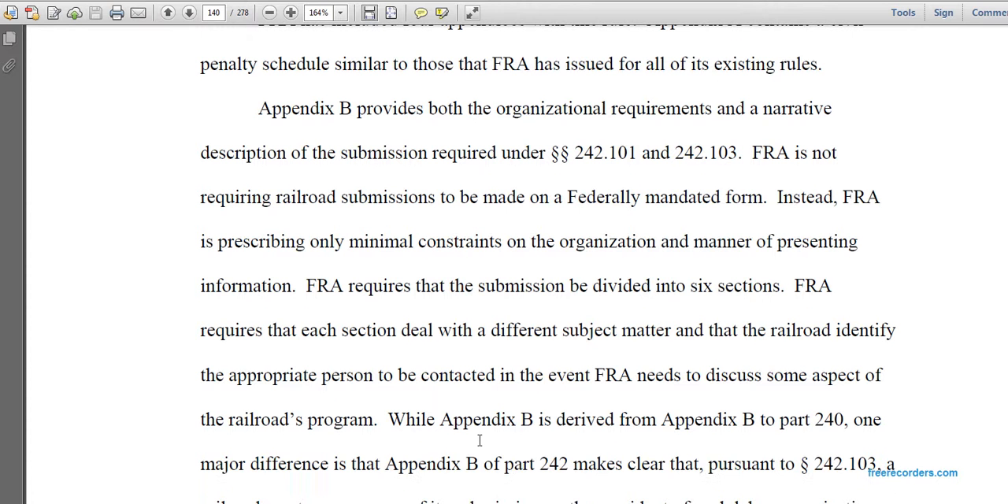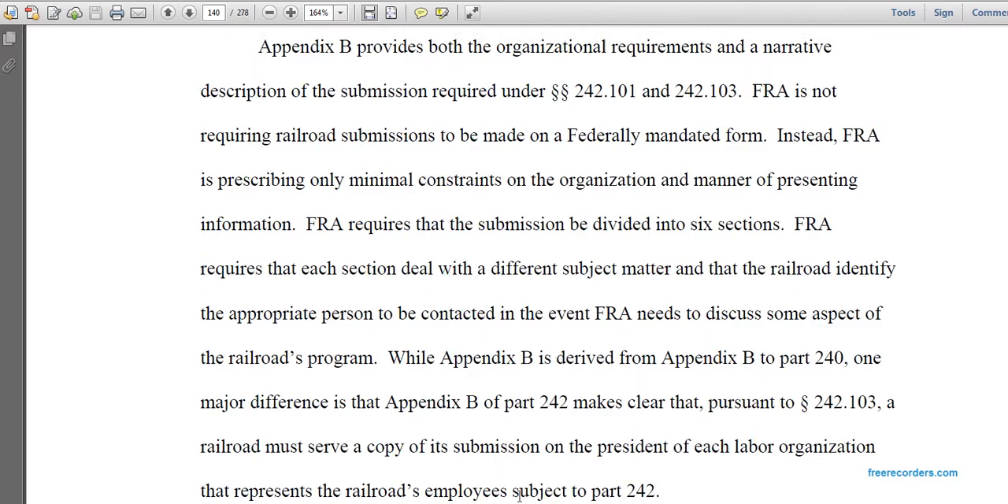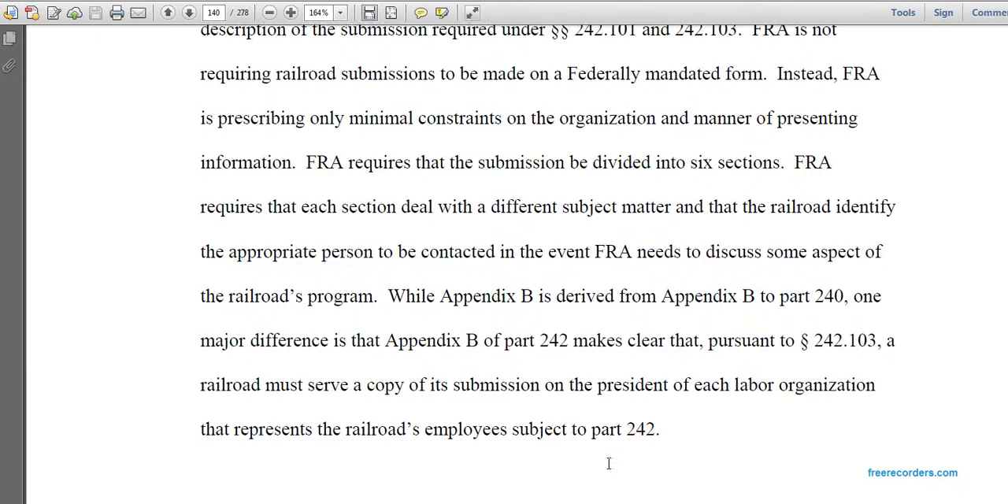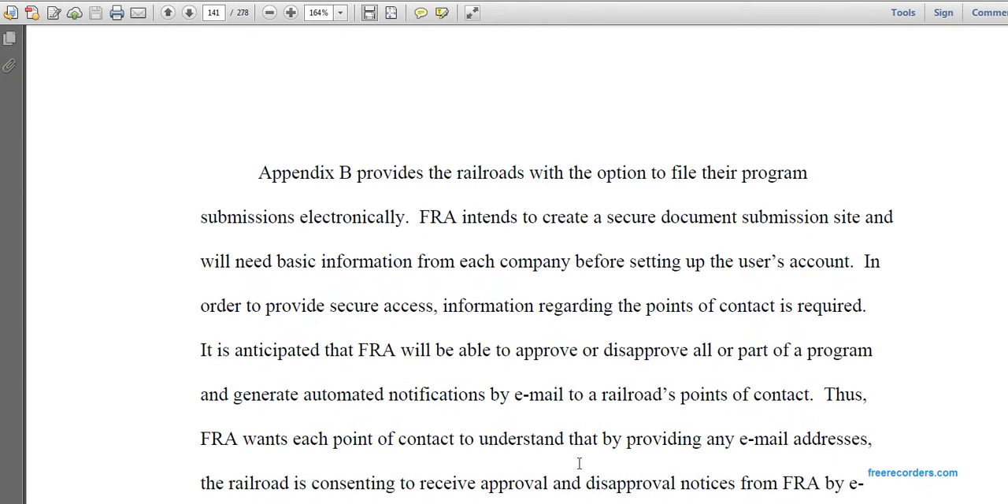The one major difference is that Appendix B to Part 242 makes it clear that, pursuant to Section 242.103, a railroad must serve a copy of the submission on the president of each labor organization representing the employees. Appendix B of Part 242 provides railroads the option to file the program submission electronically.